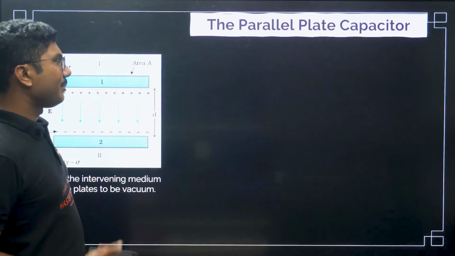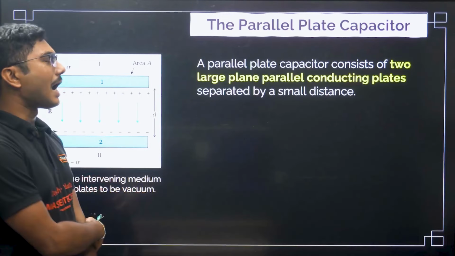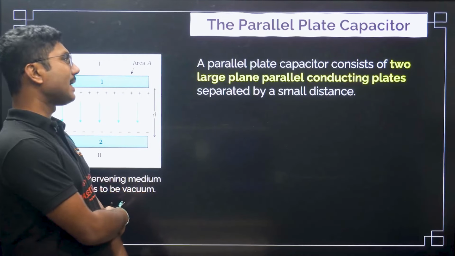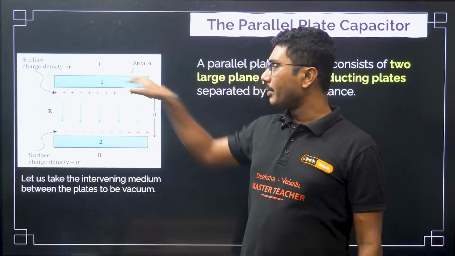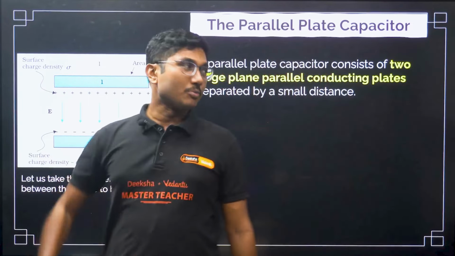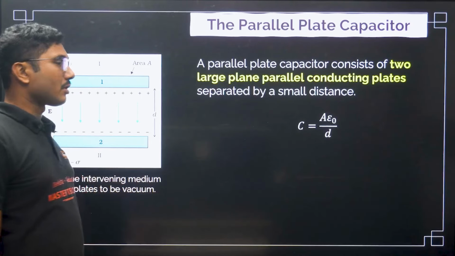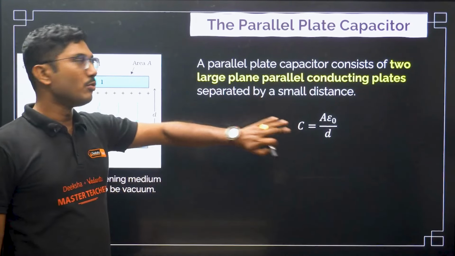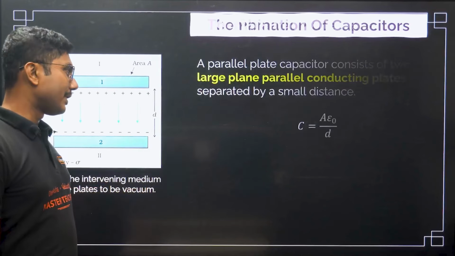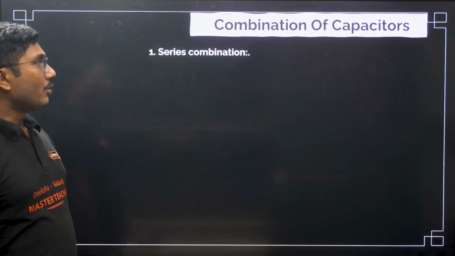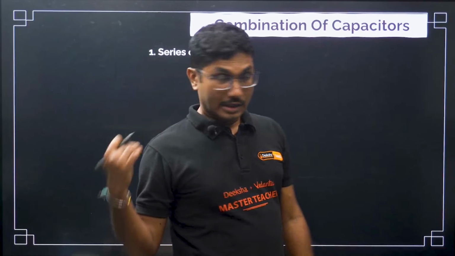Now, parallel plate capacitor. A parallel plate capacitor consists of 2 large plane parallel conducting plates separated by a small distance. Its capacitance is given by A epsilon naught by D. This is sufficient for PU board. For KCET we have to add the dielectric constant as well. Now combination of capacitors, based on this we have seen numerical questions.